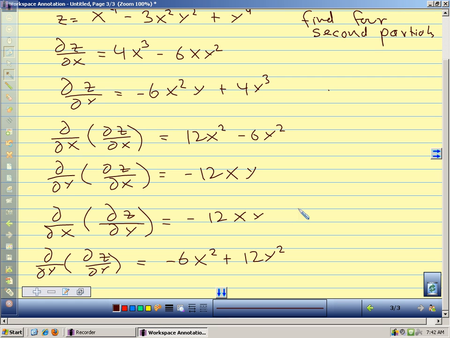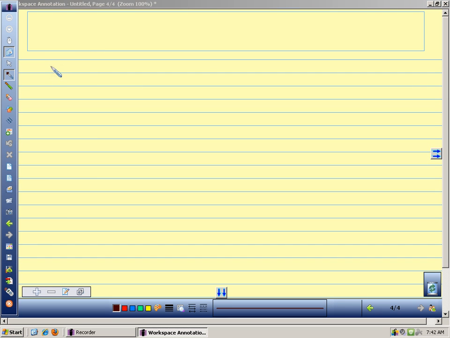Number 104. If z is f of x times g of y, then dz dx plus dz dy is f prime g plus f g prime. I'm going to write that one up. True. Why is it true?